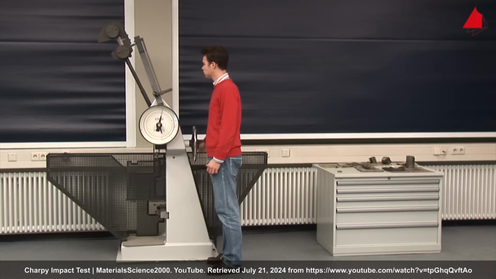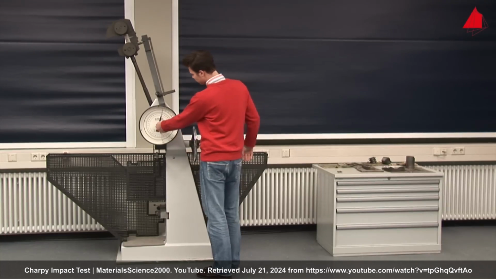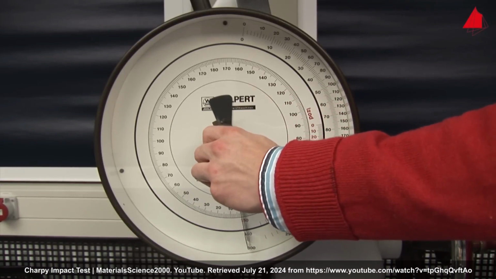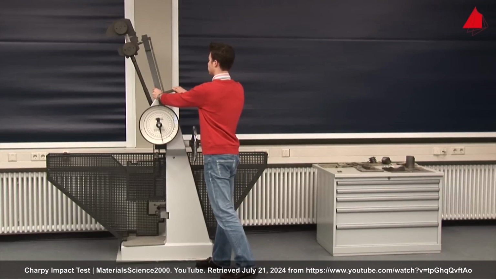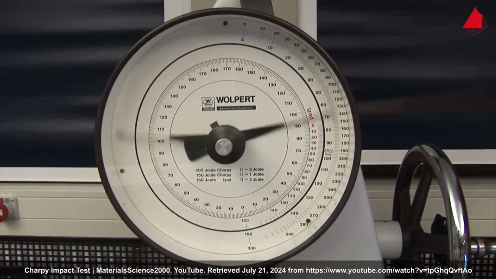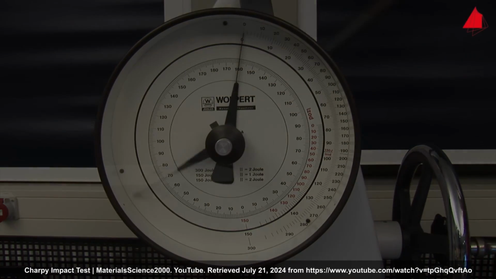Then the tester checks whether the testing machine has been adjusted accurately. In order to do this, he turns the drag indicator downwards and releases the pendulum without a test specimen. The drag indicator stops at position 0. This proves that the pendulum has the correct starting position and that the friction is correctly compensated. The machine is ready for the tests.